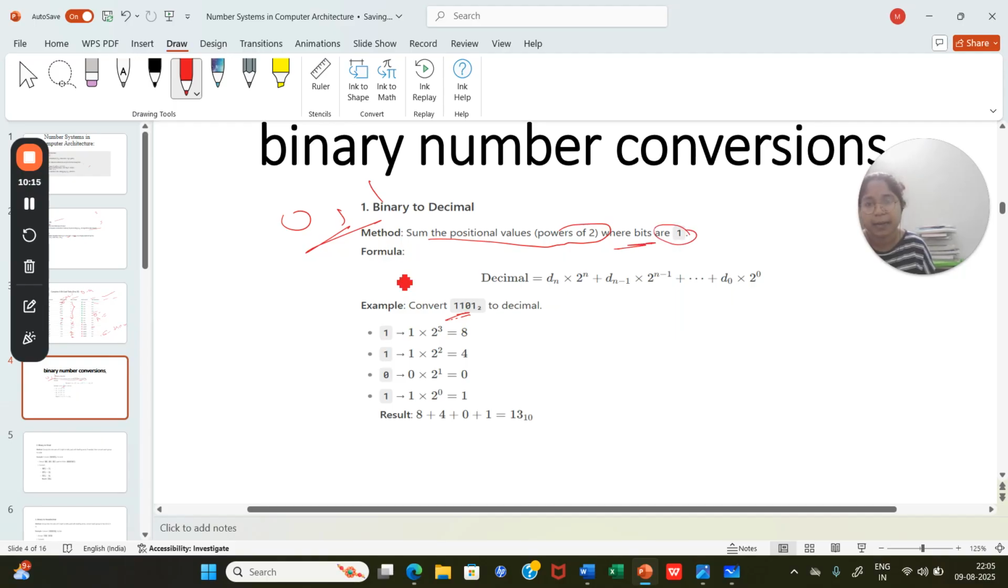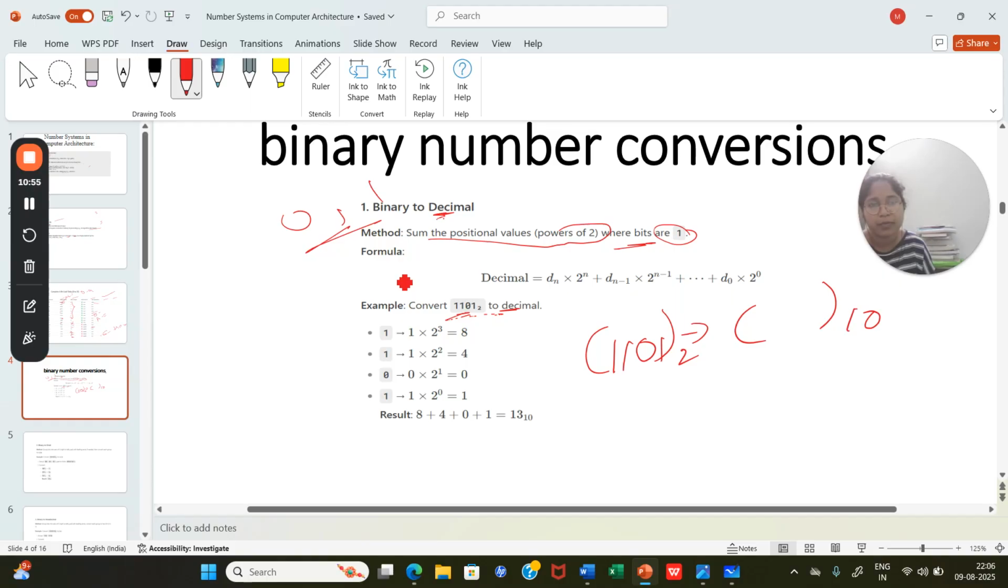Take for example the binary number 1, 1, 0, 1 with base 2. This is the example we took here. We are going to convert this binary number to decimal, that is, a decimal number with base 10. Look at the number 1101 base 2. We are going to calculate this to decimal.